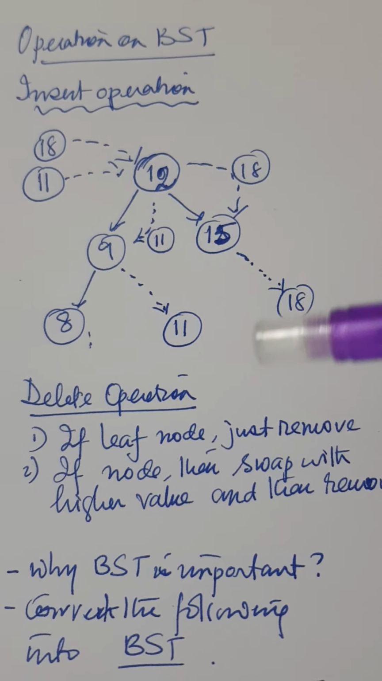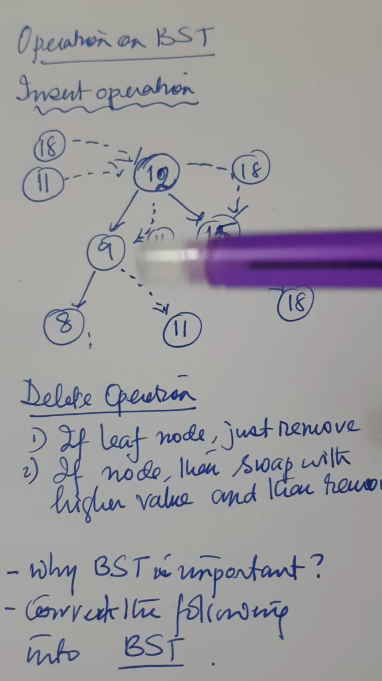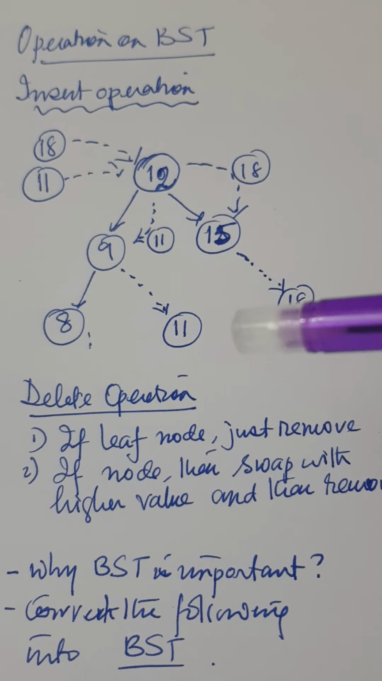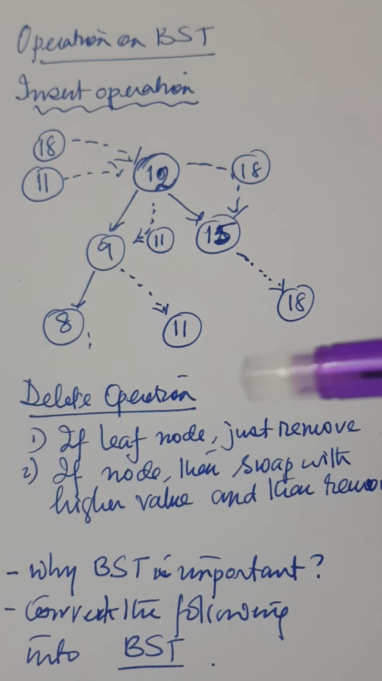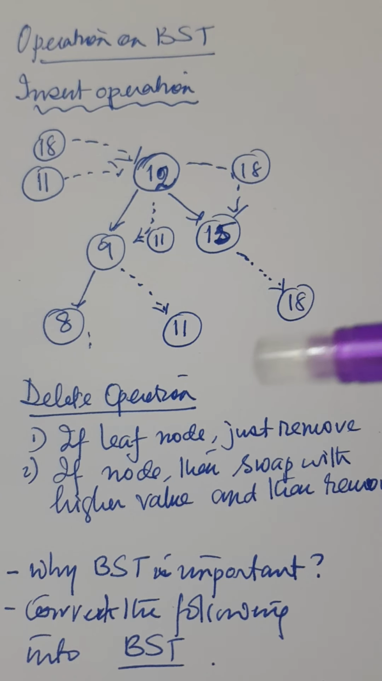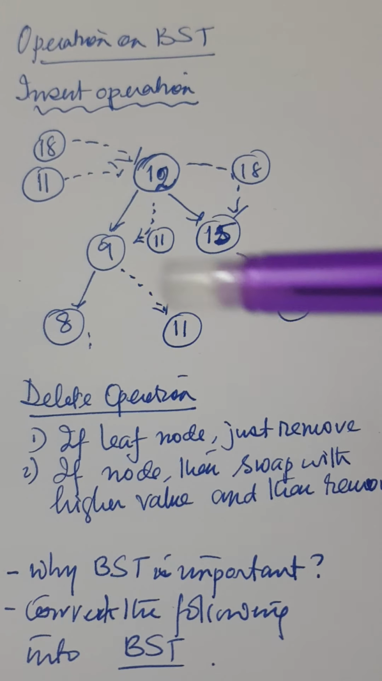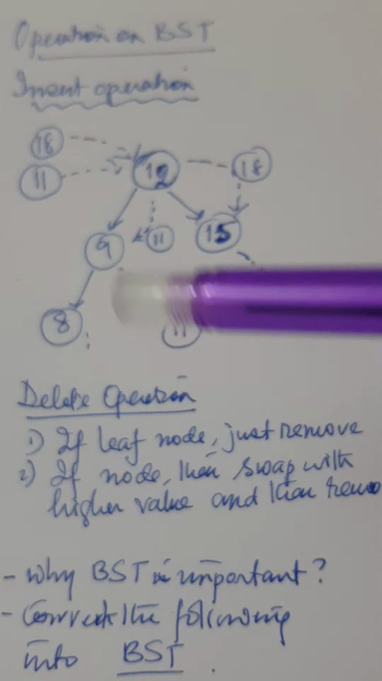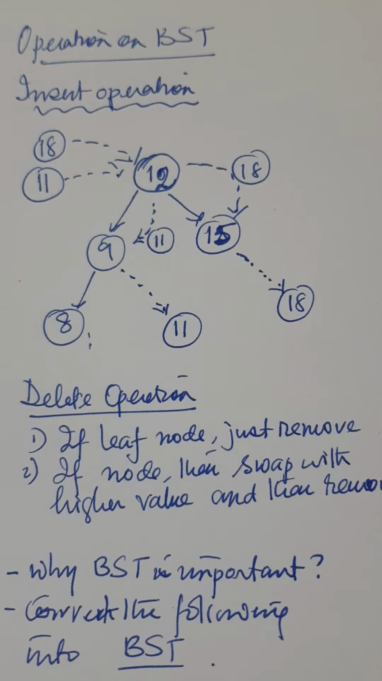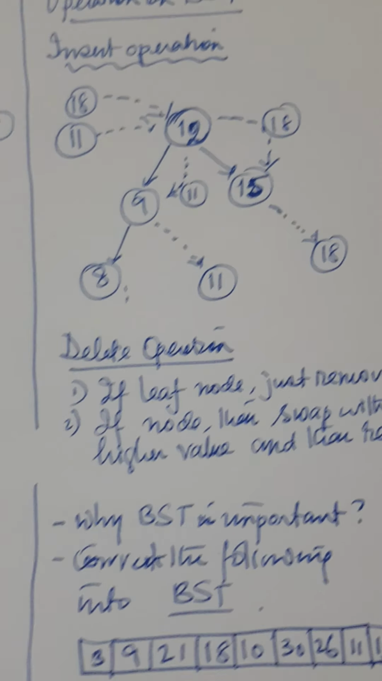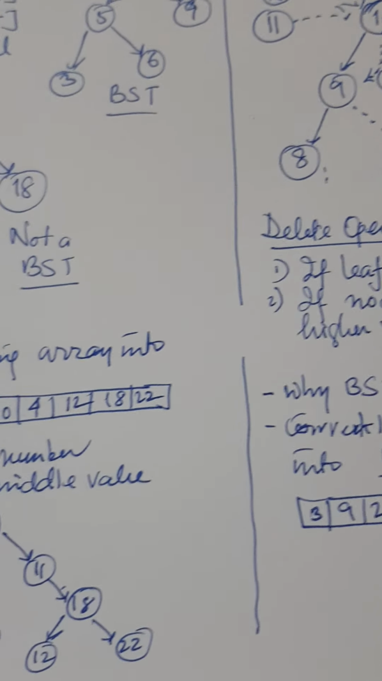The delete operation is very straightforward. For example, if there is a leaf node, it gets deleted easily. You just travel, find it, and remove the node. And if there is a node in between that you want to delete, then you have to swap with the higher value and then take care of the other parts of the operation.